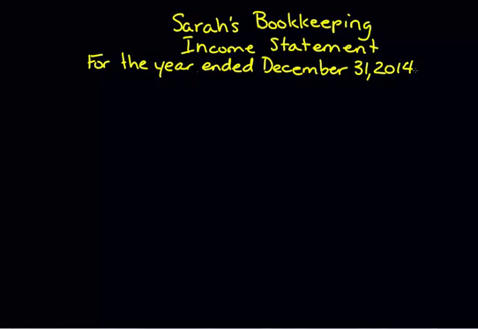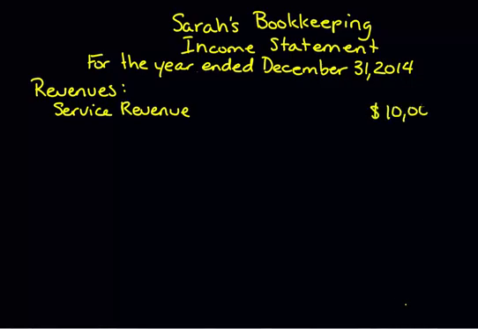The income statement shows two major categories of accounts. It shows our revenues and our expenses. Remember, way back from our first video, the accounting equation, revenues are the amount of money we charge per hour or per project, or when you sell something, that's the amount you charge per product. The income statement shows revenues minus expenses to give you net income. A bookkeeping company is a service organization, so we're going to call this service revenue. And Sarah's going to have $10,000 worth of service revenue.